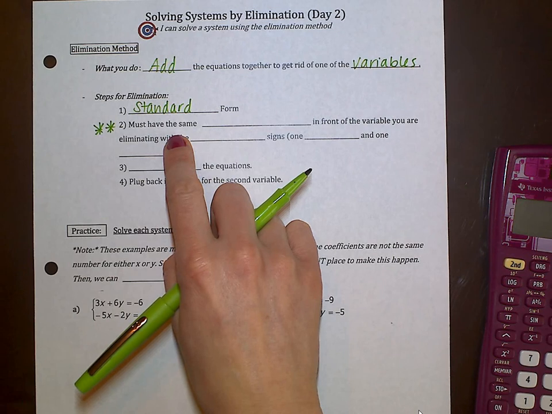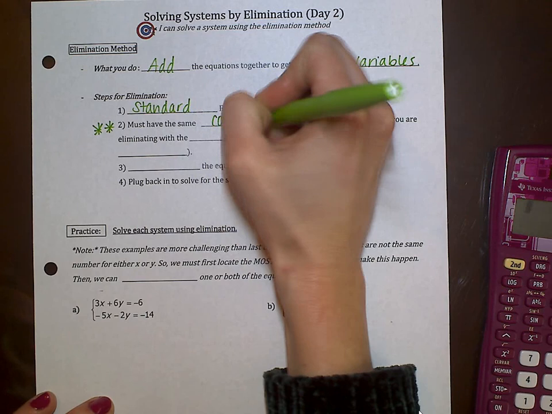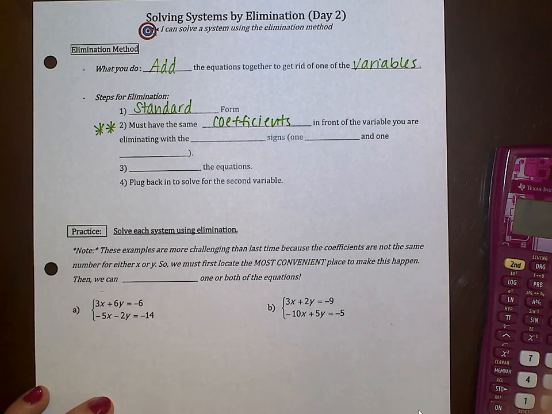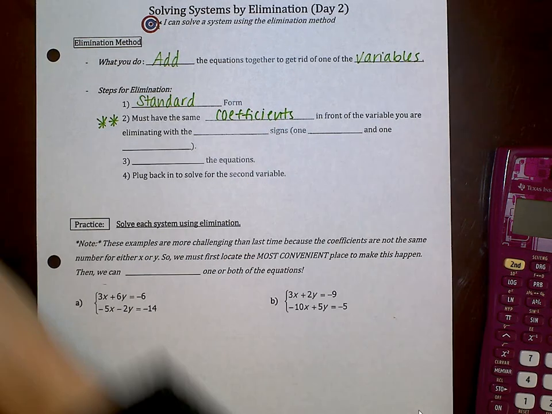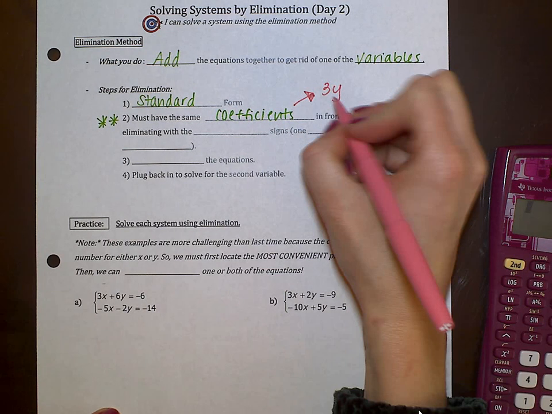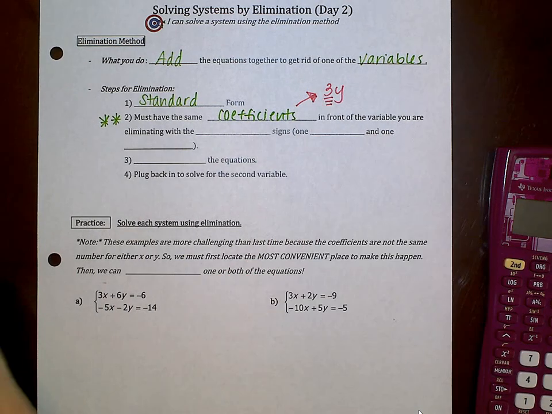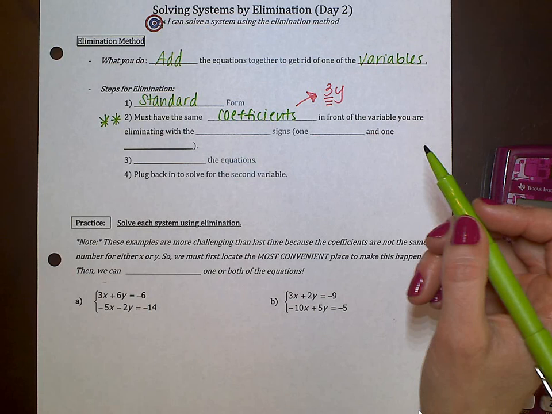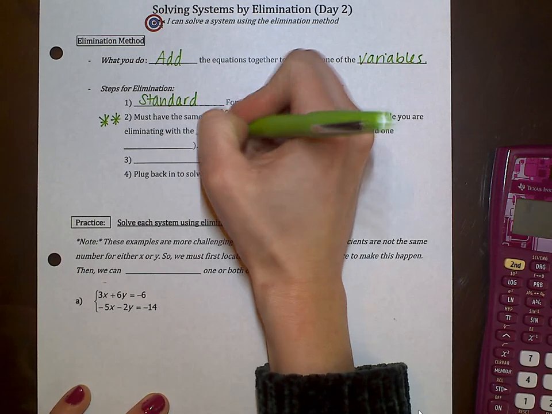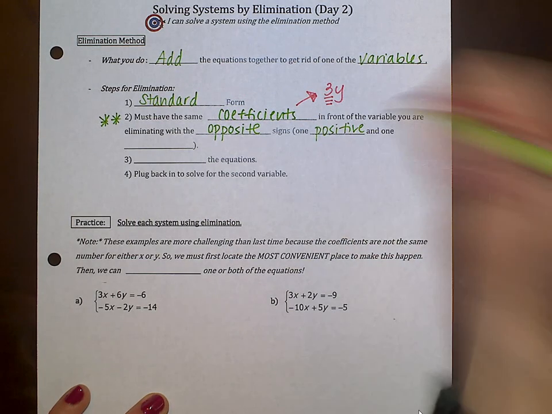So remember from last time that you must have the same coefficients in front of the variable that you're eliminating. And a coefficient, it sounds really fancy, but if I'm looking at a term that's maybe just like 3y, the coefficient is just the number in front of the y. So in this case, it'd be the 3. Okay, so I have to have the same number, we'll say, in front of the x's or the y's, and they have to have opposite signs.